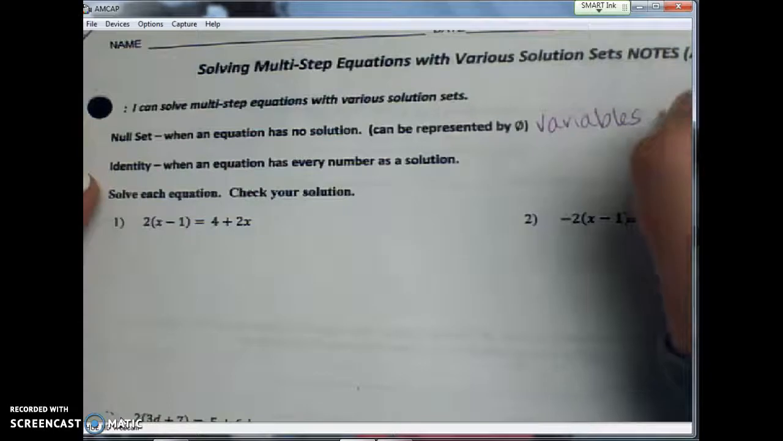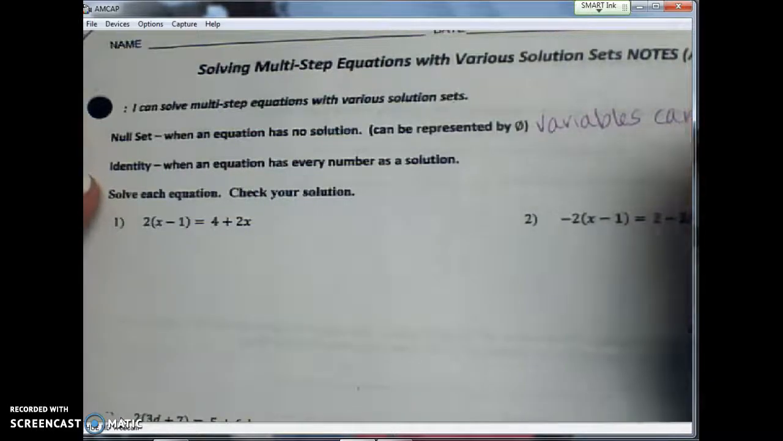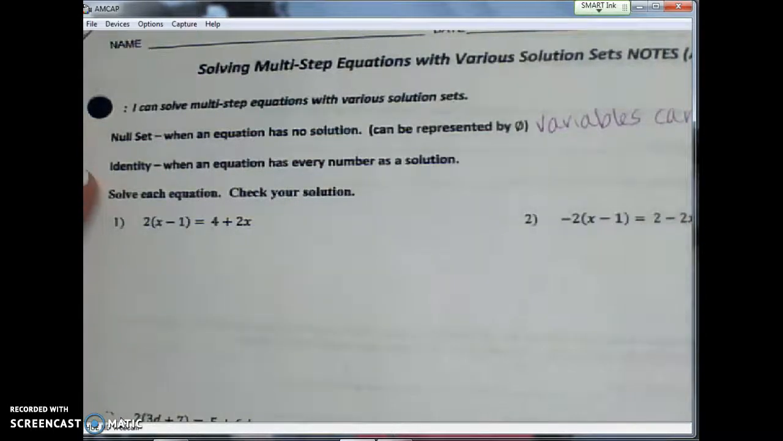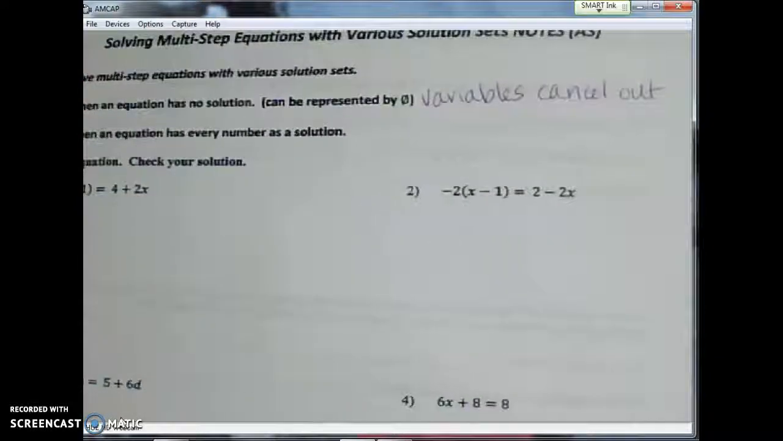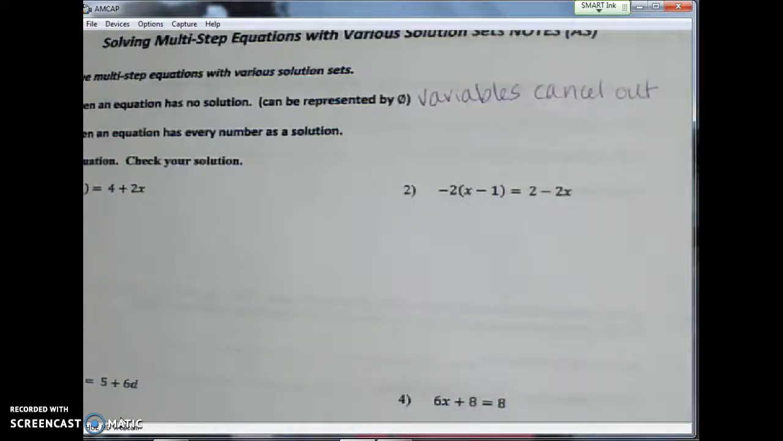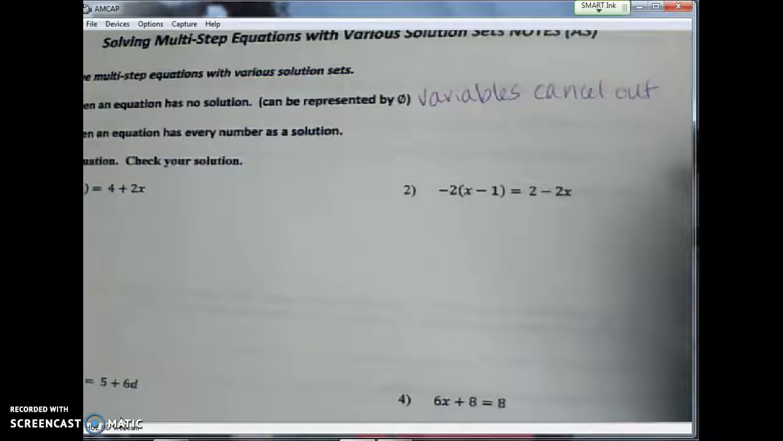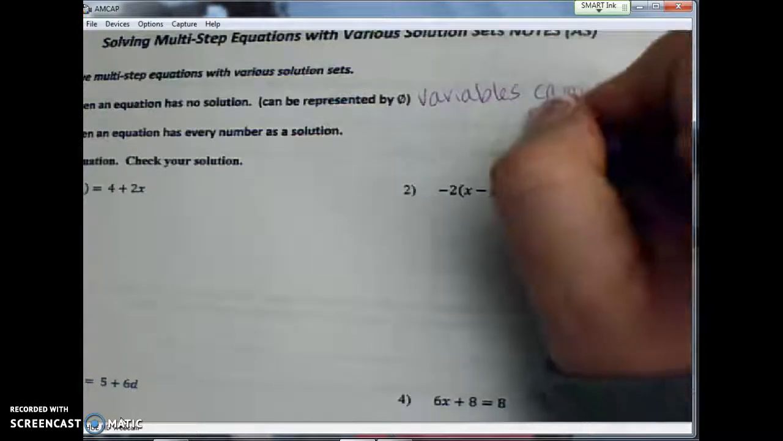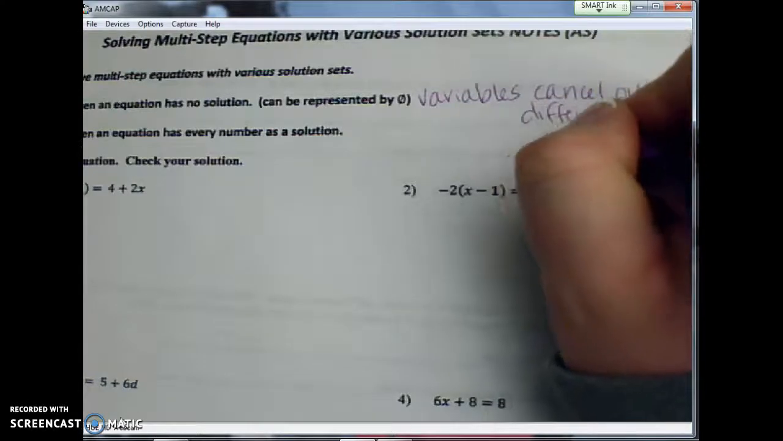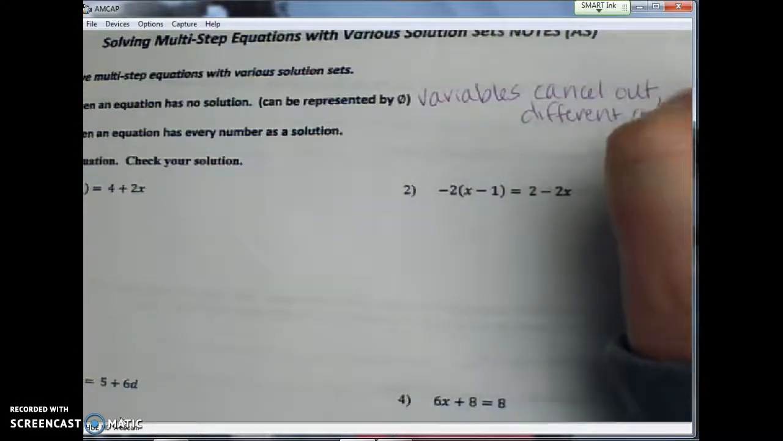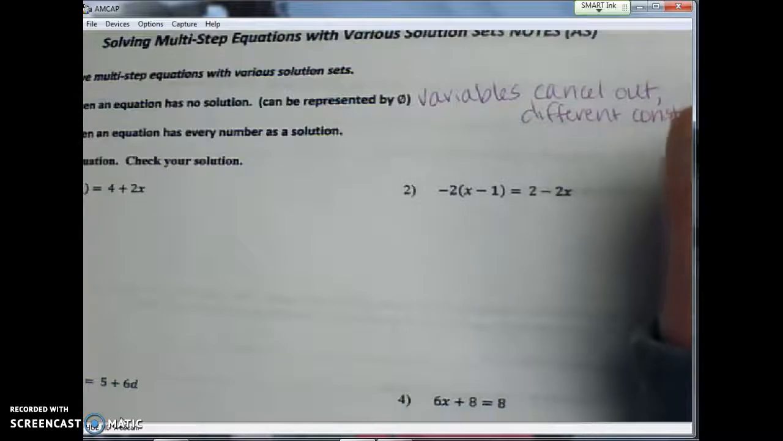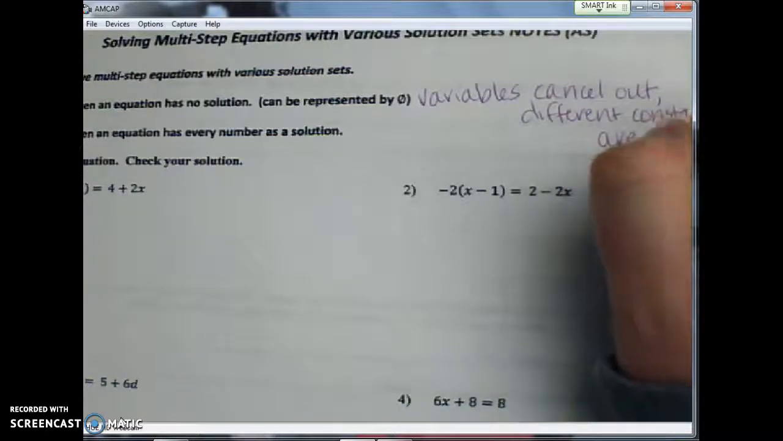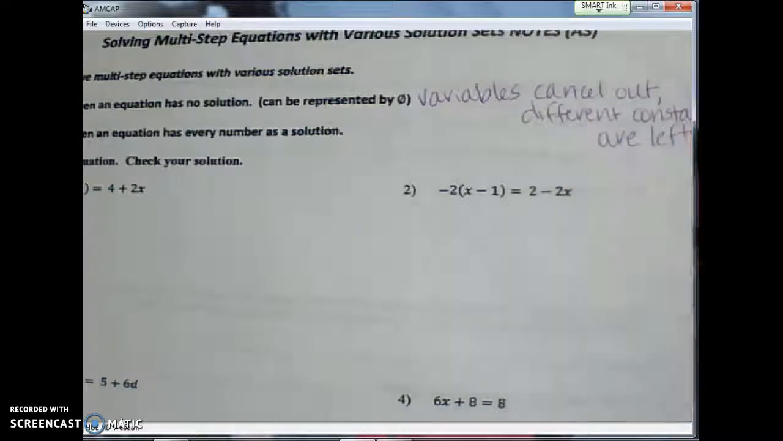are going to cancel out. And I'm going to show you what this means in just a second. But our variables cancel out. Different constants are left. I'm going to give you an example of each one of these in just a second.